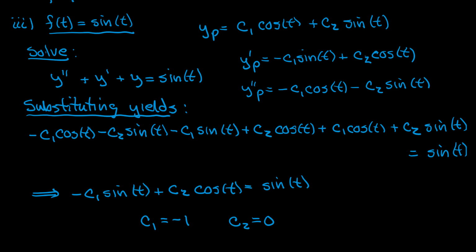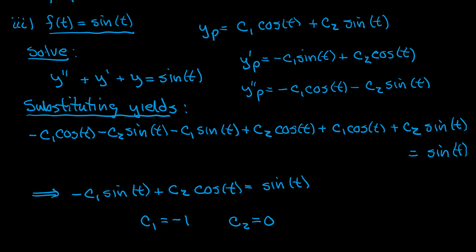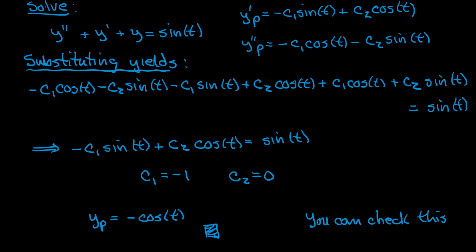It allows us to determine the values for the coefficients on our proposed solution. c1 is going to be -1. c2 is going to be 0. And it allows us to then report a solution of negative cosine of t.